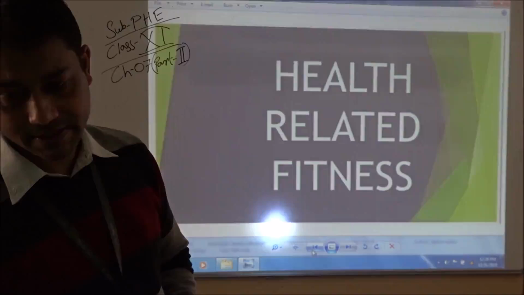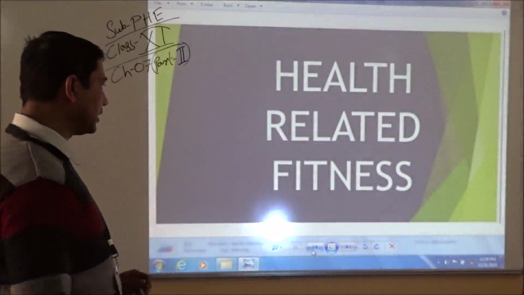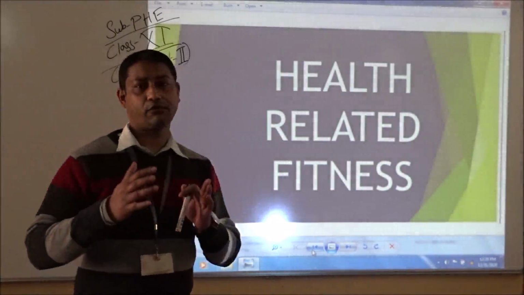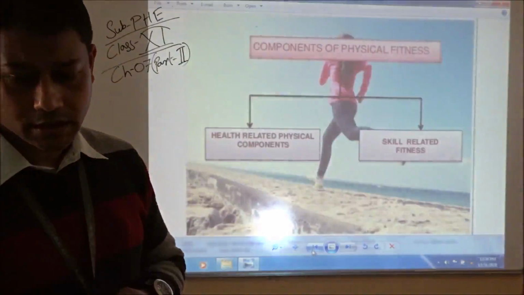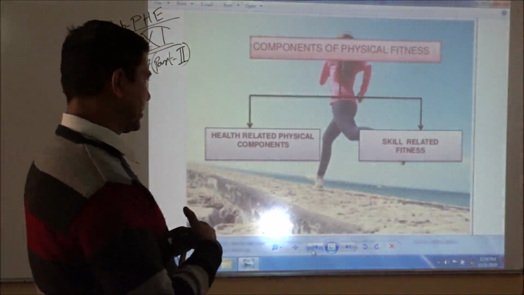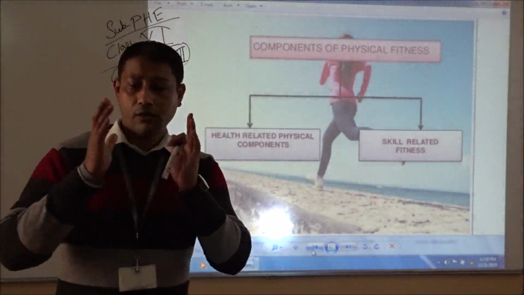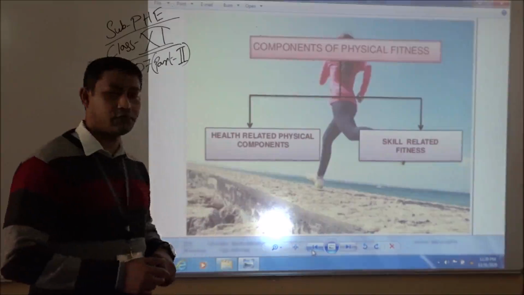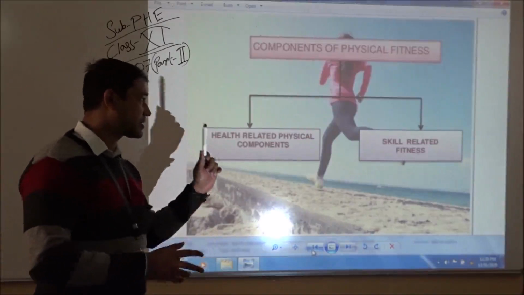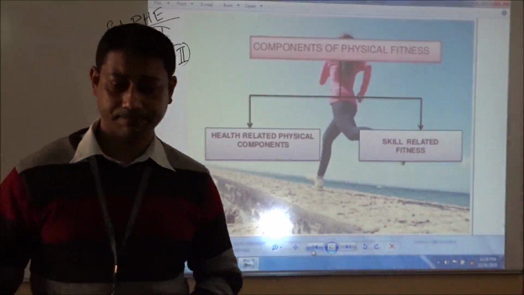Moving ahead, students, next we move on to health related fitness. There are two components of physical fitness: health related physical fitness and skill related fitness.